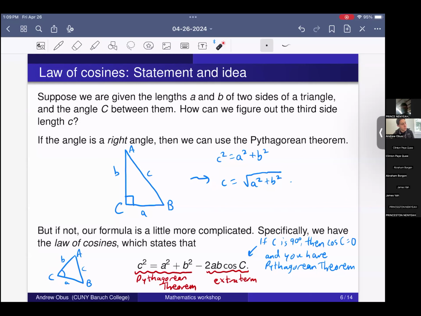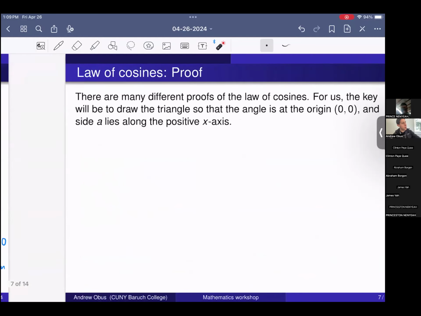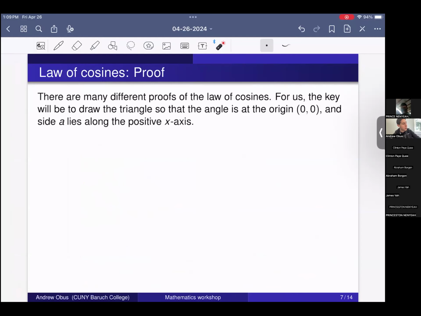Okay, so let's see what happens here. There are many different proofs of this law of cosines. For us, we're going to draw the triangle in the following way. I'm going to draw it on the coordinate axes, and I'm going to draw one point of the triangle at 0, 0. This is going to be angle C.